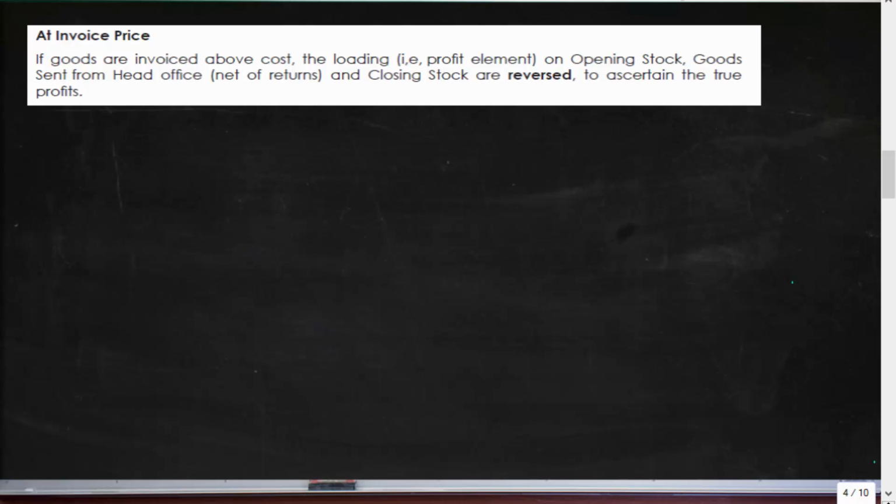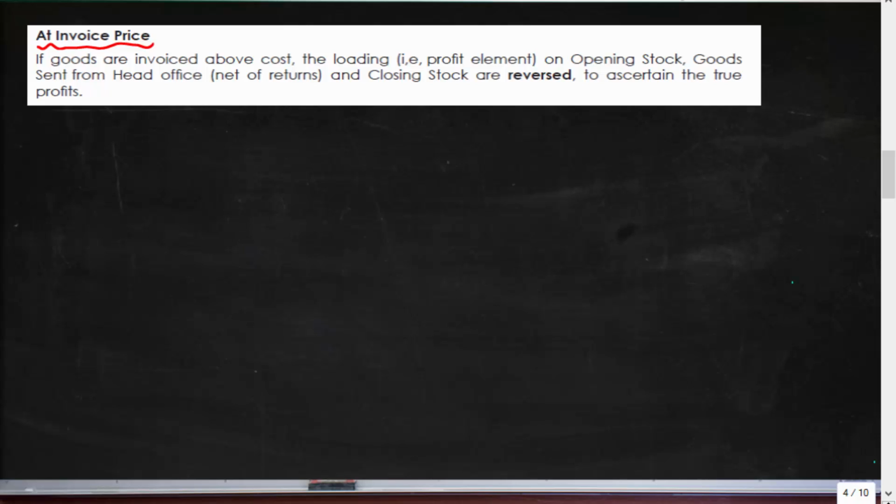We understood that in the final accounts method, goods could be sent by head office to branch either at cost or at invoice price. In the previous sessions, we took a problem on how to prepare branch trading and P&L account when goods are sent by HO to branch at cost. Now let's focus on invoice price.